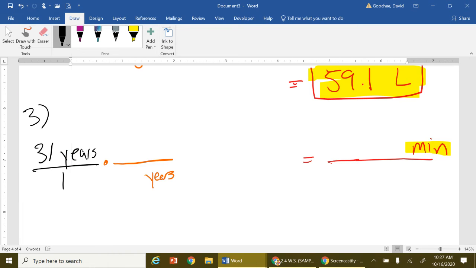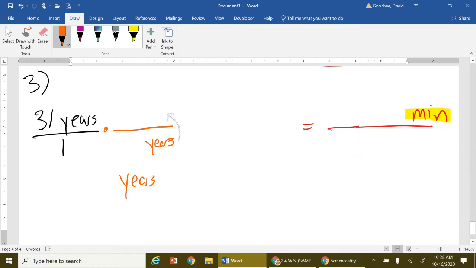Now here's the tricky part. What can we convert years into? Hopefully you're thinking about this, and you know some way to turn years into something else. Sometimes in dimensional analysis, you're just going to take a shot at something. I know that we're trying to get from years to a smaller unit of time, and I happen to know that 1 year is 365 days. So I can go from years into days. 1 year on the bottom.